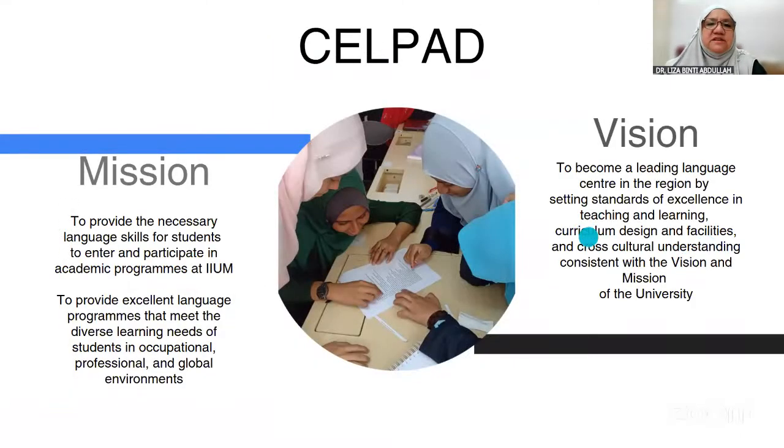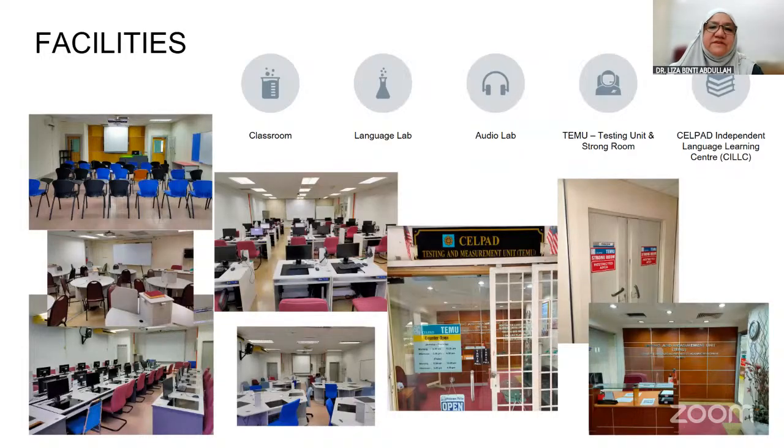Now, let me just briefly share with you the mission and vision of CELPAD. The mission is to provide necessary language skills for students to enter and participate in academic programs at IIUM, and to provide excellent language programs that meet the diverse language learning needs of students in occupational, professional, and global environments. So the vision is, of course, to become a leading language center in the region by setting standards of excellence in teaching and learning, curriculum design, facilities, and cross-cultural understanding, consistent with the vision and mission of the university.